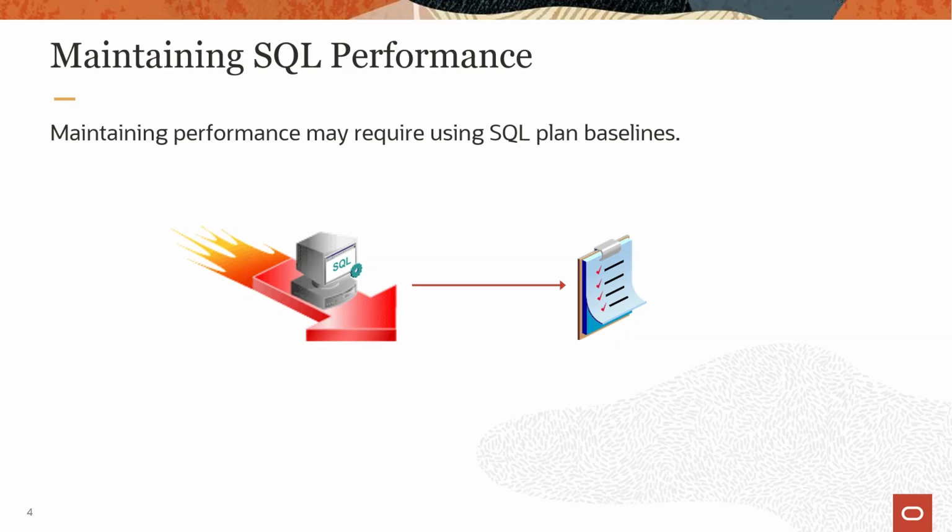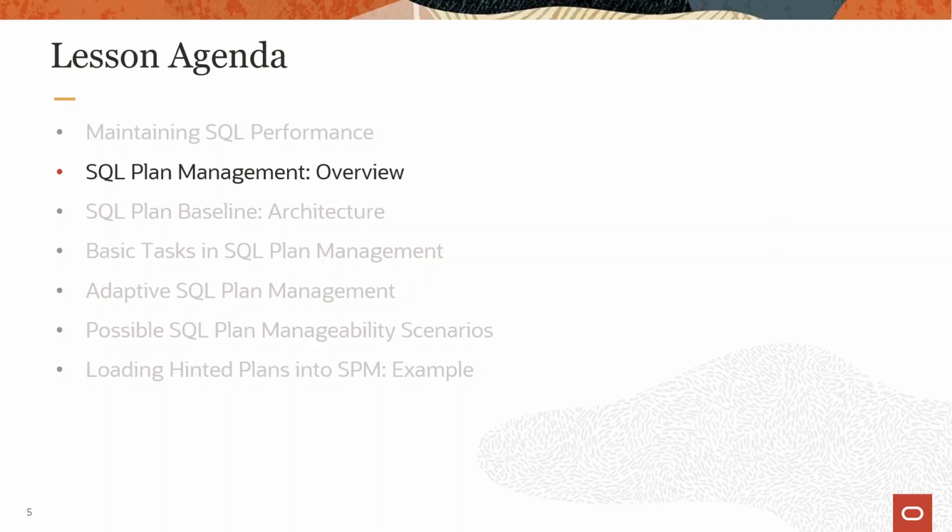Now, what we will try to avoid is that if the new execution plan would show a regression in performance compared to the initial execution plan being used, that we temporarily do not use that newly generated execution plan, but that we still use the initial execution plan. So maintaining SQL performance is avoiding regression of execution plans of SQL statements. Now, the maintenance of SQL performance is handled by means of SQL Plan Management.